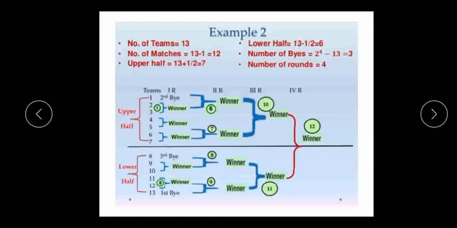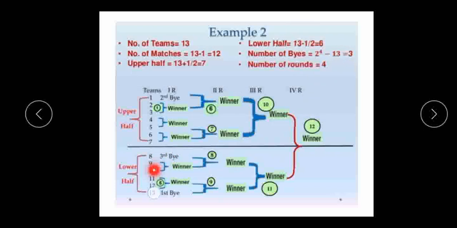Next example, the number of teams is odd. For an odd number, the number of matches is n minus 1, so the total number of matches is 12. The upper half and lower half formulas are different. Upper half is n plus 1 upon 2, so 13 plus 1 is 14 upon 2, 2 sevens are 14. The result is the upper half, 7 teams, 1 2 3 4 5 6 7. Clear? Draw one line, because the lower half is 13 minus 1 upon 2, which gives 6. 13 minus 1 is 12, 2 sixes are 12, the result is 6.